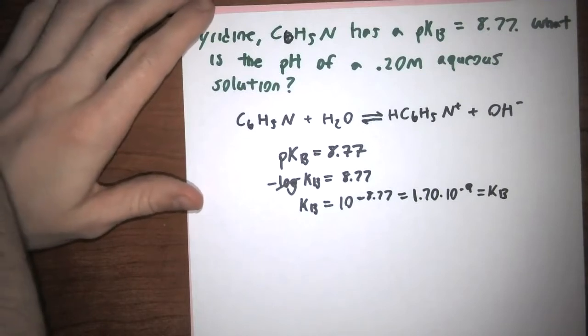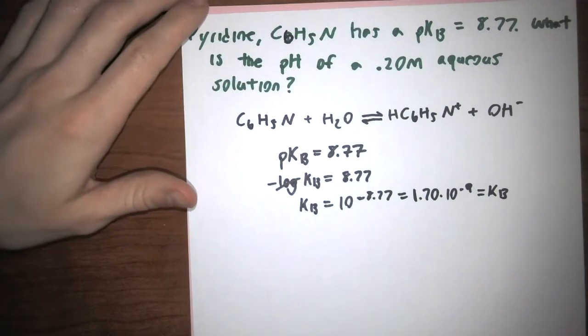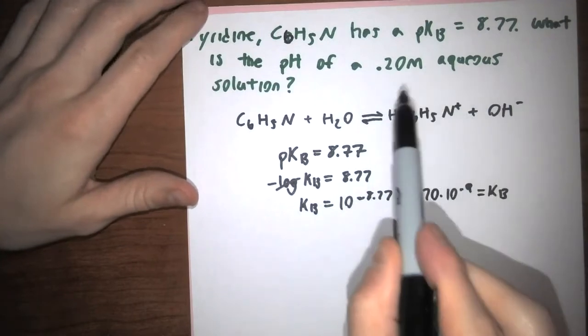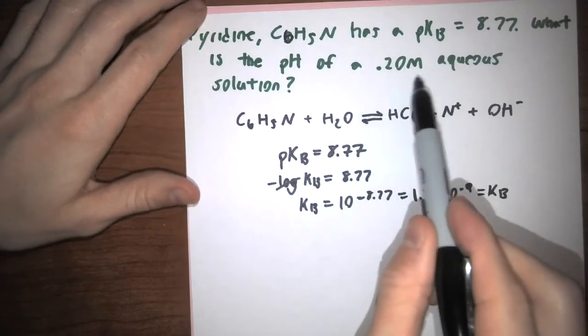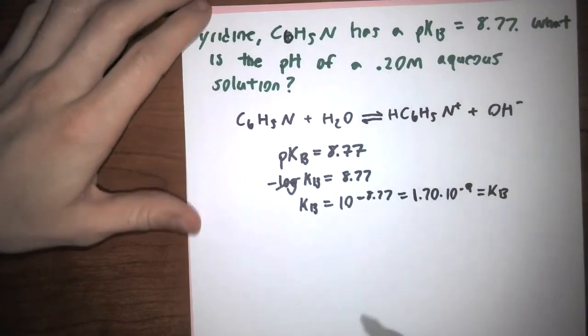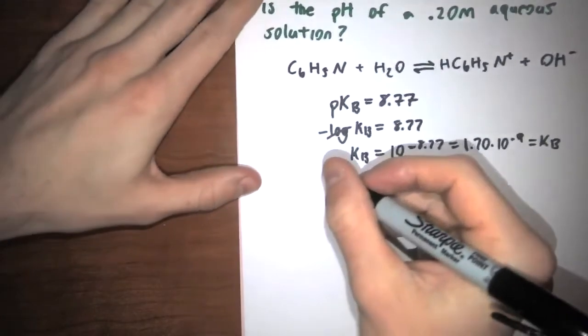So now what do you think we're going to have to do? We're given a starting molarity. If the process is the same, I'm not lying to you, 0.2 molar, last time we had 0.15 molar, what do we do with that molarity? We threw it in an ice table. Let's throw it in an ice table and see what happens.